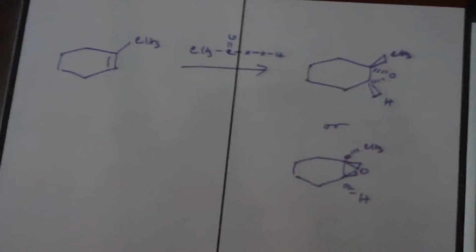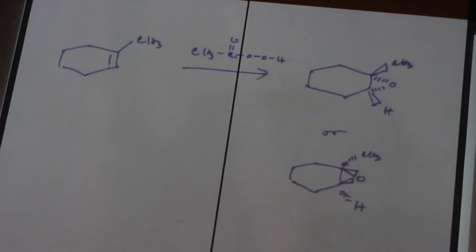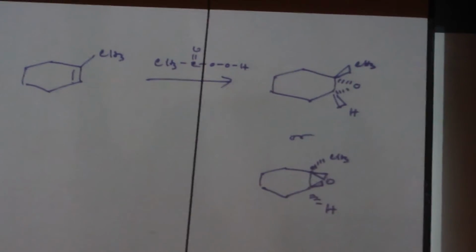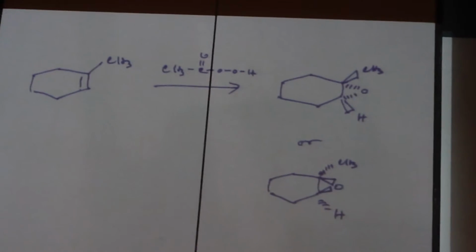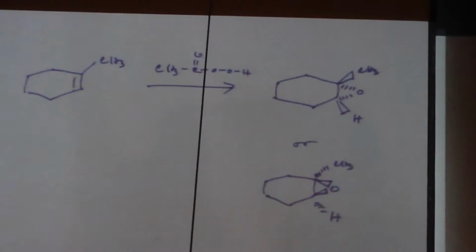Okay, in this case, because the oxygen is attached to both carbons, typically they come from the same side. So they will be both either dash or wedge. This is actually a syn addition to the double bond. Okay, and let's move on to the final reaction.